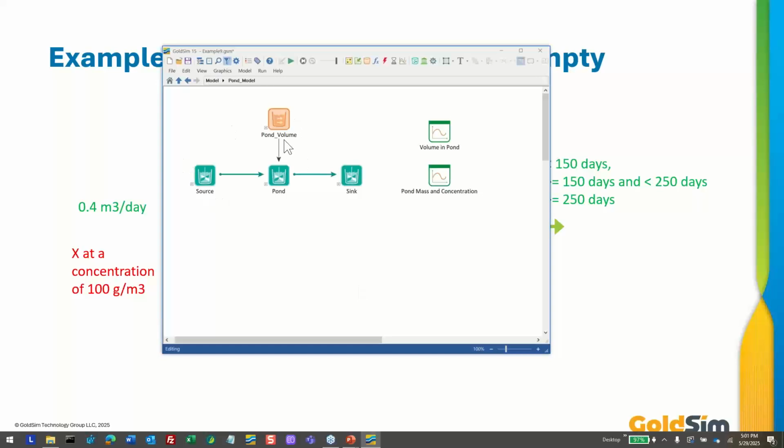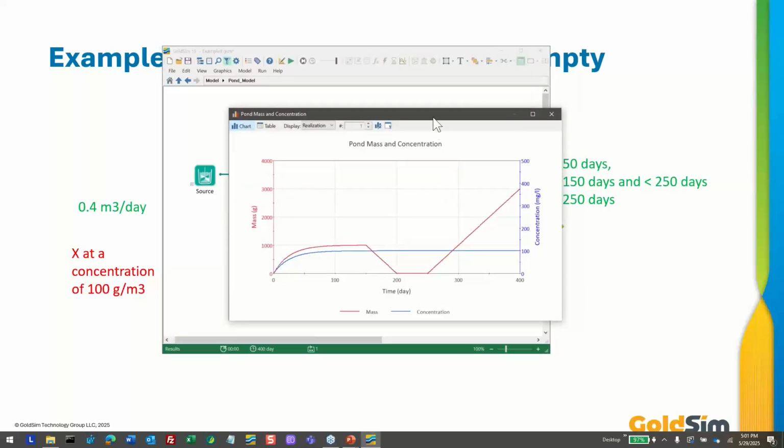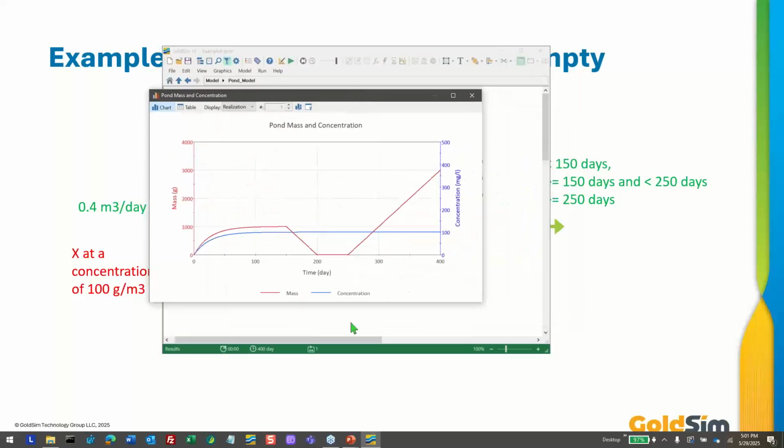I set my low volume to a very small number. And now when I run the model, you'll see that I get reasonable results. My concentration doesn't go to 0, it's still at 100 because I still have a little bit of water there. But that's okay. That tiny bit of water has a concentration of 100 milligrams per liter. Right? So we are now handling this properly.